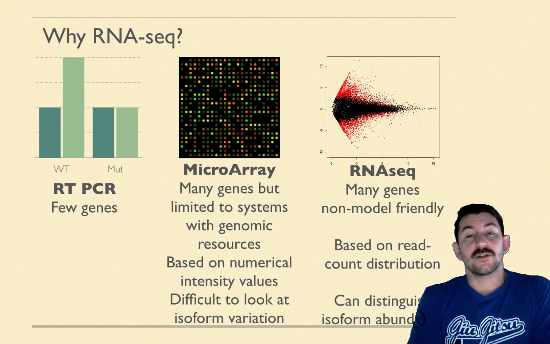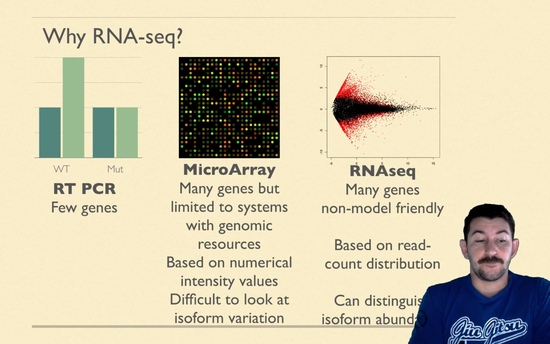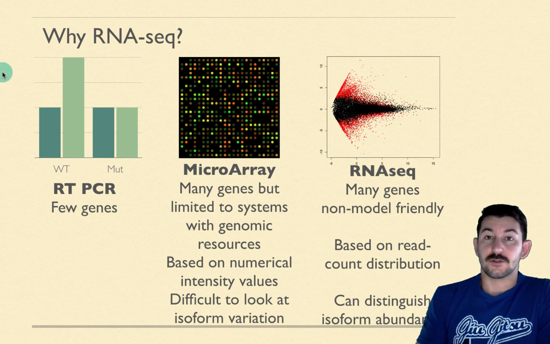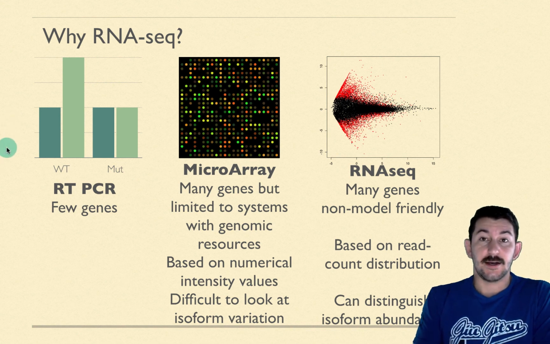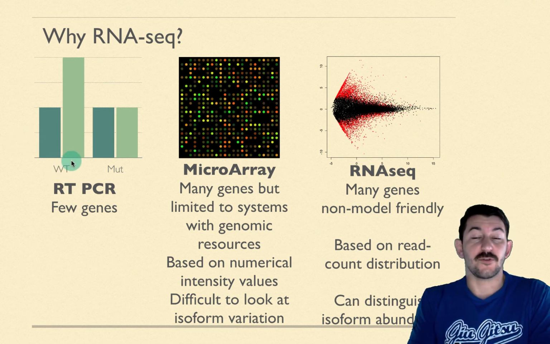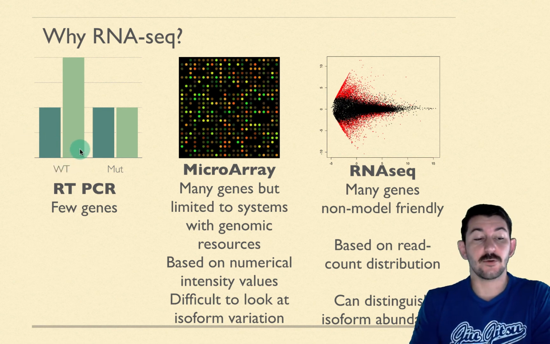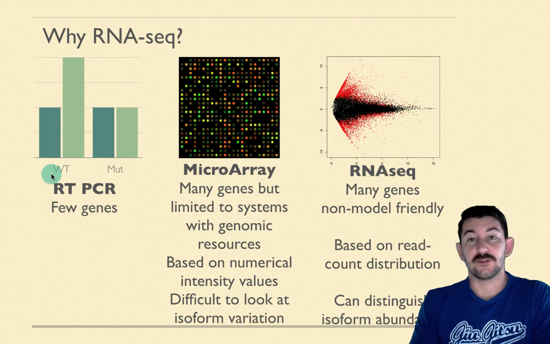Now, historically, there are different ways to look at gene expression. There are the more traditional real-time PCR approaches where you're looking at the number of transcripts for a single gene, both in a wild type versus a mutant or two different treatment categories. And this is very low throughput because you're looking at one gene at a time.